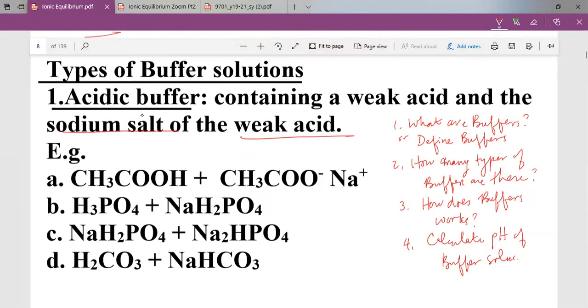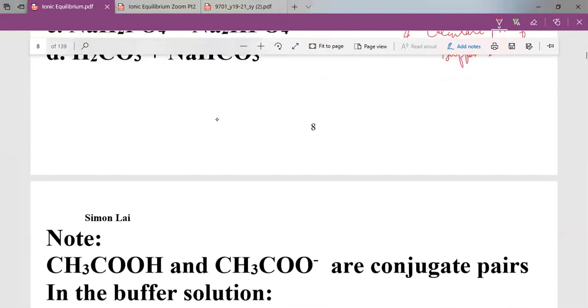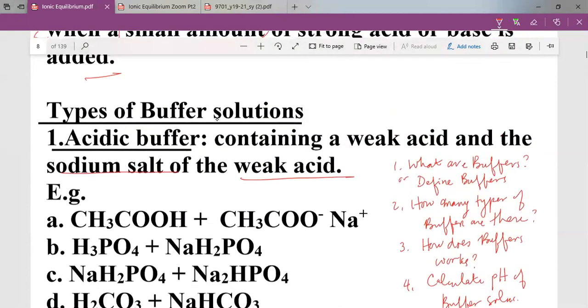So what kind of buffers are there? There are two: acidic buffer and, of course, alkali buffer. You can see here, I put down alkali buffer. Two kinds of buffer, which means an alkali buffer can be used when the pH is bigger than 7. For acid buffers, the solution's pH is less than 7, around 4, 5 or 6, around that region, 4 point something. You can see after this there are a lot of examples.